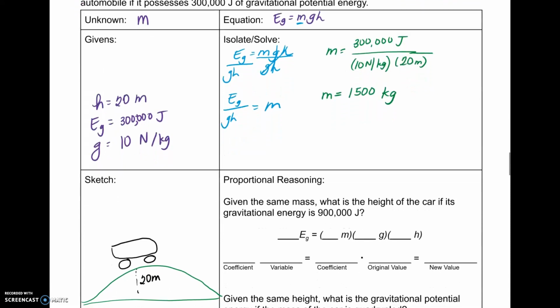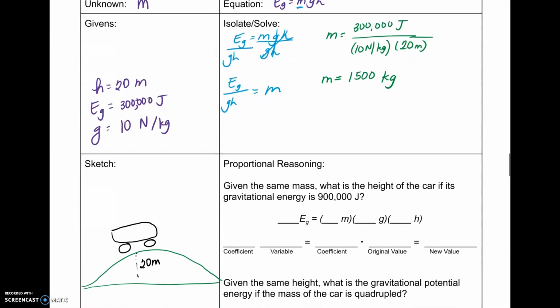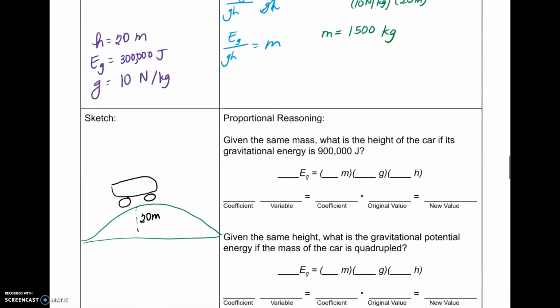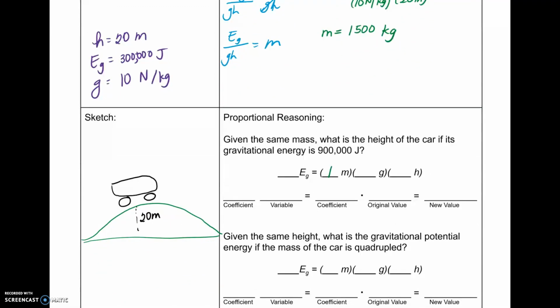Now for the proportional reasoning, we have given the same mass. So our mass is going to stay at 1,500 kilograms. What is the height of the car? So this is the thing that we don't know now. So this is going to be the height of the car if its gravitational energy is 900,000.